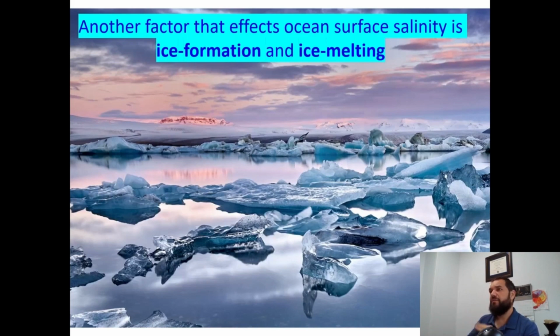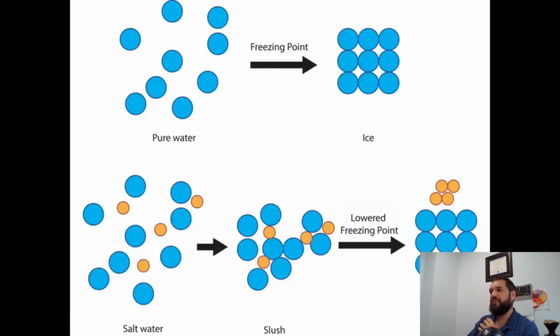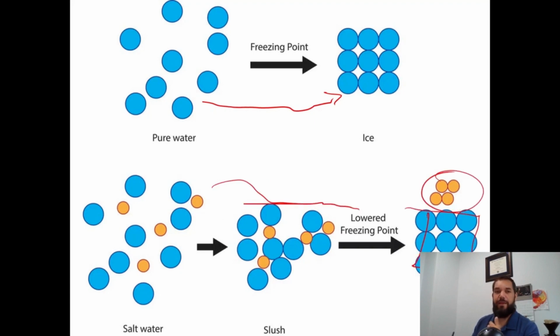All right, another factor that comes into effect here is ice formation and ice melting. So you know that when pure water freezes, it's going to make ice. But what happens when salt water freezes? Have you ever thought of that? What happens if you took some salt water and put it in your freezer? Well, what you would get is ice and the salt would be left behind. So when ice forms, like in the wintertime in the Arctic or Antarctic Circle, the sea ice forms and the salt is left behind.